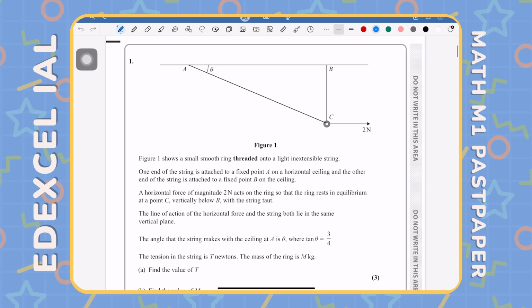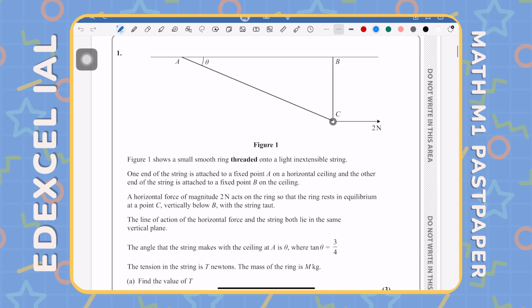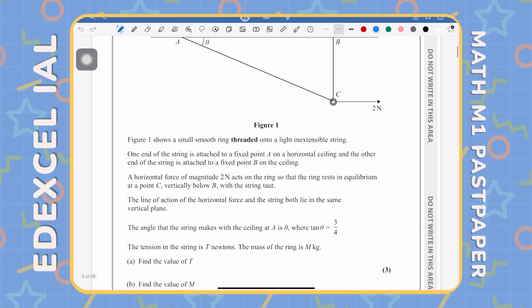Figure 1 shows a small smooth ring threaded onto a light inextensible string. One end of the string is attached to a fixed point A on a horizontal ceiling, and the other end of the string is attached to a fixed point B on the ceiling. Okay, let's read the question further. A horizontal force of magnitude 2 Newton acts on the ring so that the ring rests in equilibrium at point C, vertically below B with the string taut. So that's very important.